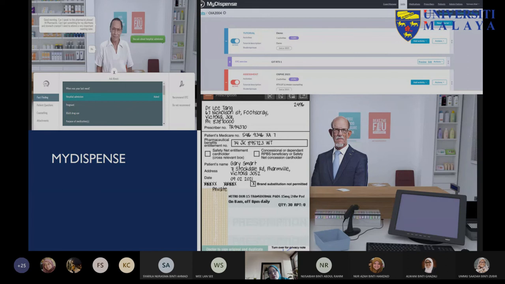And using that, the students also will be able to select the medicines from the shelf, label them, and dispense the medication out with the counseling points and things like that. So this is a virtual online simulation of patients online using avatars.